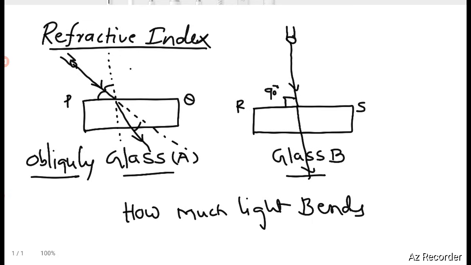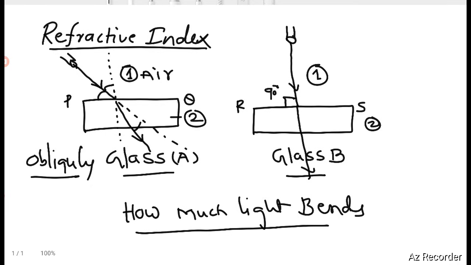Here suppose this is medium 1 and this is medium 2. Medium 1 is air and medium 2 is glass. When light enters from one medium to another medium, what will happen? Light can get bent, and how much it is bending we can express in a number, and that number is nothing but the refractive index. This number always comes in the form of a ratio, and it has no units. We'll discuss all these things further by watching a few videos.